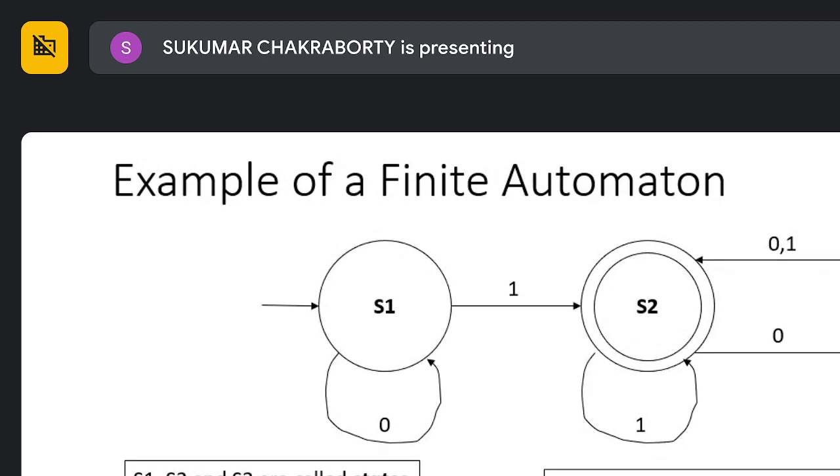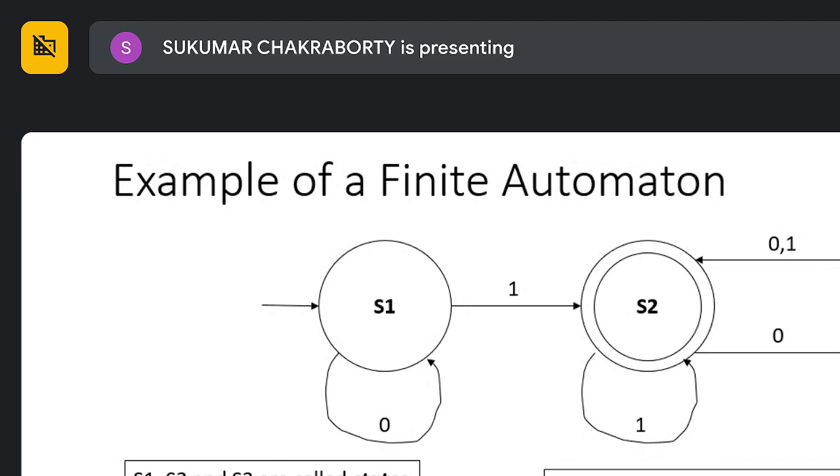So now this is the machine and I'm giving it 001. What happens when I'm giving a 0? It remains in S1. When I'm giving another 0, it remains in S1, and then I'm giving a 1. Then on seeing a 1, the machine transitions from S1 to S2. So after 001, the state machine is in S2, which is one of the final states. So this 001 is accepted.